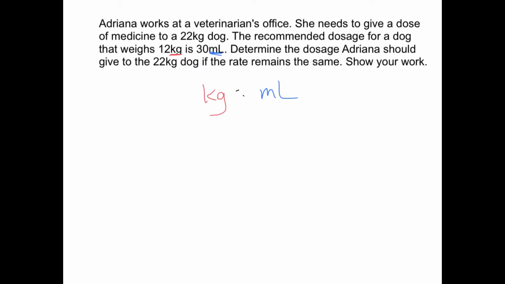And what do we know about the kilograms and milliliters? What information are we given? Well, we know that for every 12-kilogram dog, the dog will need 30 milliliters of medicine. But what do we need to find? Well, we know that the dog we're bringing to the vet is 22 kilograms, and we need to know how many milliliters of medicine this dog will need. So we need to use equivalent ratios to make the same comparison.